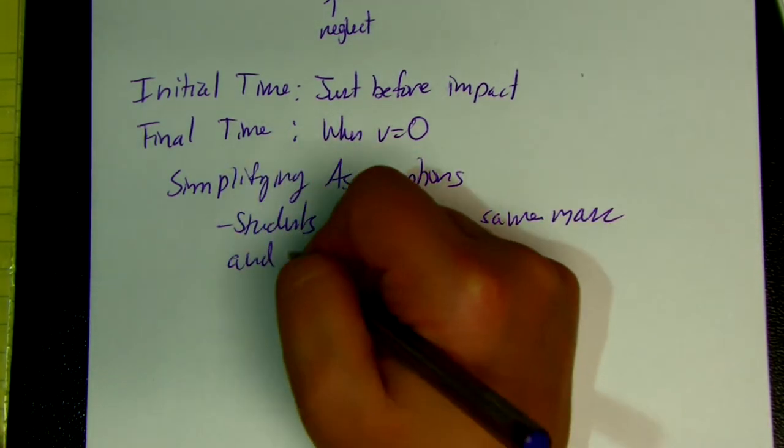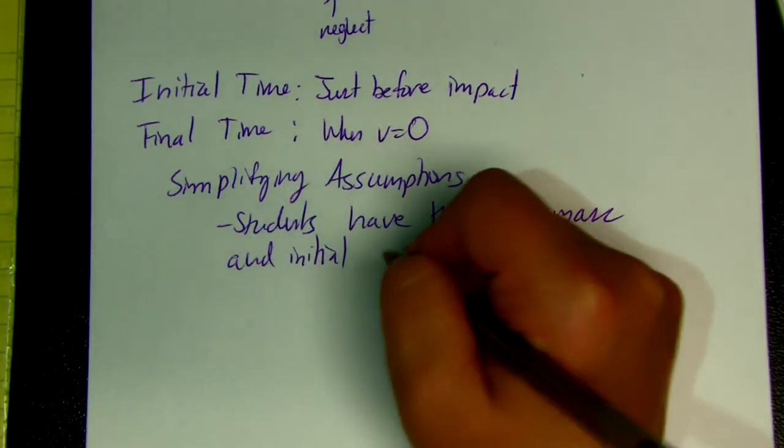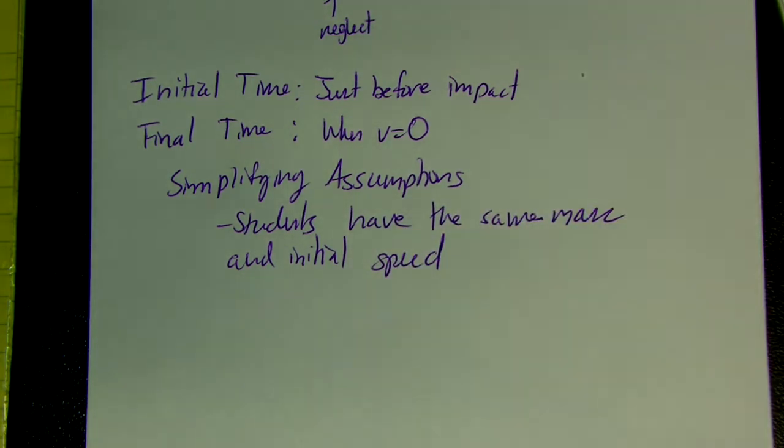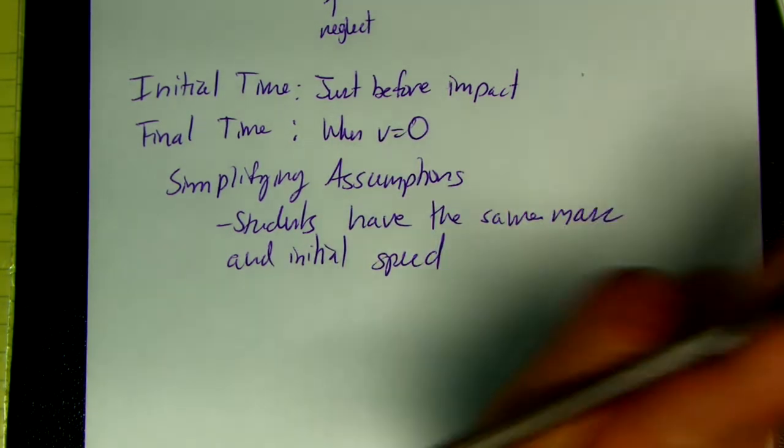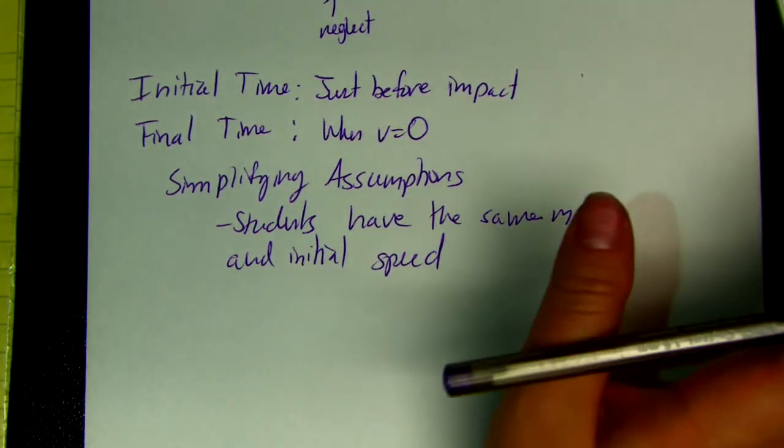And same initial speed. This is pretty reasonable. The average male college student has a pretty similar weight range. Obviously, if we were looking at football linemen, we'd be looking at something different.